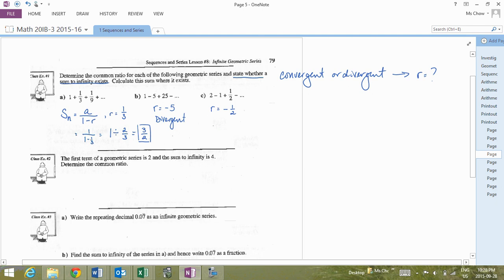So again, looking at our formula for an infinite series, it is a divided by 1 minus r, or in this case 2 divided by 1 minus -1/2, or 1 plus 1/2, which is then 3 halves. So 2 divided by 3 halves is the same as 2 times the reciprocal, or 2 times 2/3, which is then 4/3.